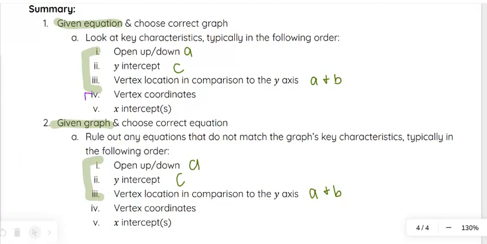And then remember, we do have some last resort options, finding the vertex coordinates and the x-intercept or intercepts, to help us rule out any further ones beyond those three.